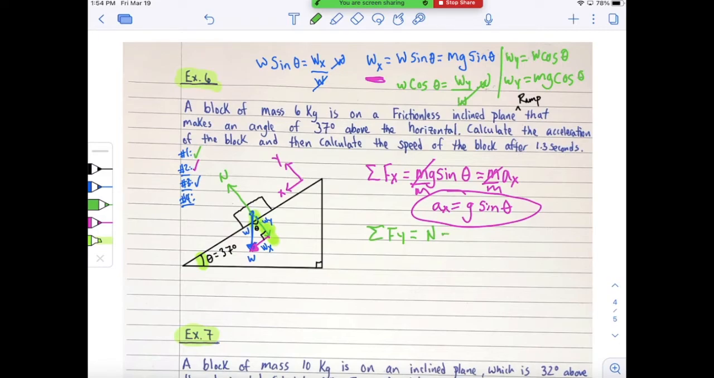So I'm going to say minus, because this vector is going down, the Wy is going down, mg cosine of theta is equal to m ay. And now in this case, when the block moves down the ramp, it's going to be moving only in the x direction. So that means your acceleration in the y direction is equal to 0. So 0 times anything is 0. So N minus mg cosine of theta is equal to 0, which means that N is going to be equal to mg cosine of theta. So there's another equation we get from doing our steps for success, number 4.